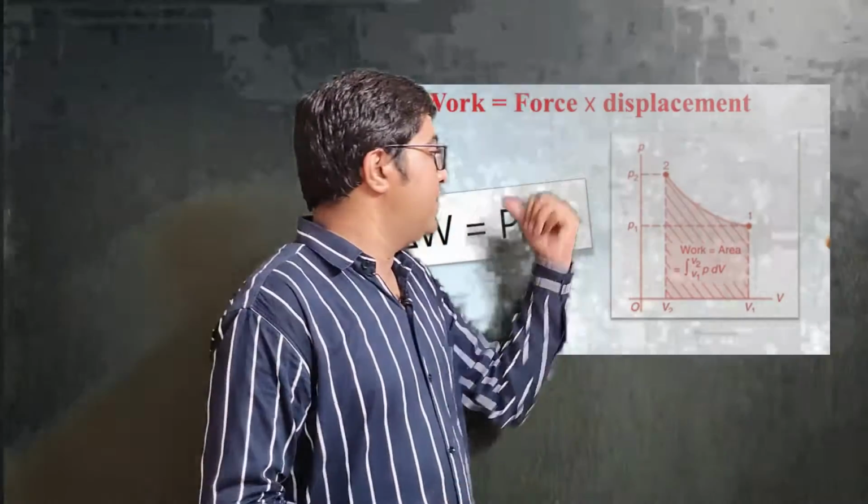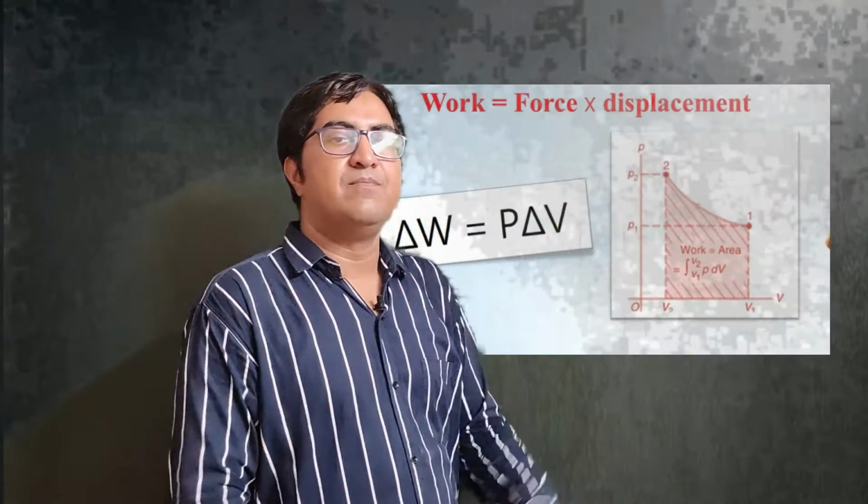The second definition of work done is the area under the curve in the PV diagram. It is the graphical representation of work done: the area under the curve in the PV diagram is called work done.